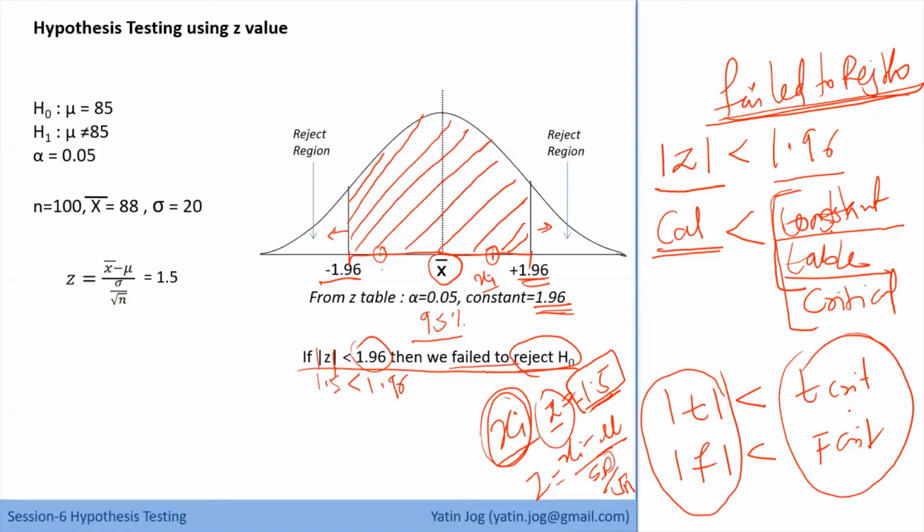So H naught is mu equal to 85 for some data set, so H1 becomes mu is not equal to 85. Suppose my N is 100, so I'm taking 100 observations in my sample. X bar is 88 and standard deviation is 20. Now you can easily calculate Z, as I have told you, you know the formula for normal distribution: X bar minus mu upon standard deviation divided by root n, to take care of the standard error also. Suppose that value comes out as 1.5. Because my X bar is 88, I put 88 minus mu, which is 85, divided by standard deviation 20, divided by root n, root 100, which is 10. If I substitute all the values, my Z value comes as 1.5.